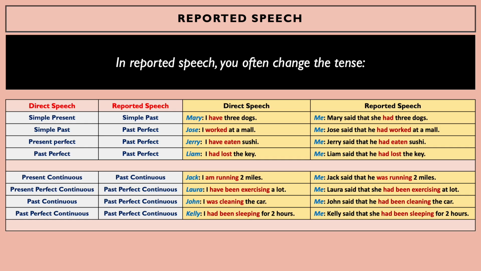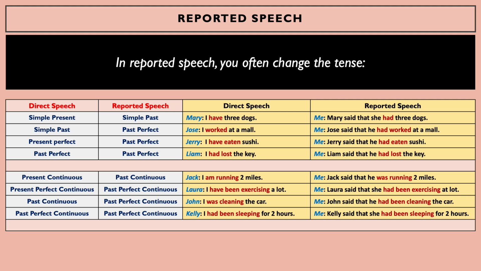From present perfect to past perfect. For example, I have eaten sushi becomes Jerry said that he had eaten sushi. From past perfect, we stay the same way, past perfect. We don't change it. So, for example, I had lost the key stays the same way, but we just change the subject. So, it becomes Liam said that he had lost the key.